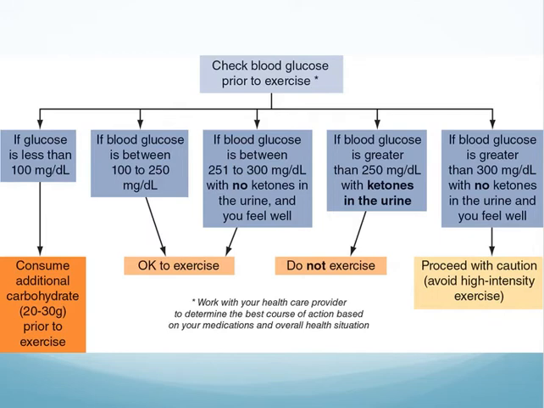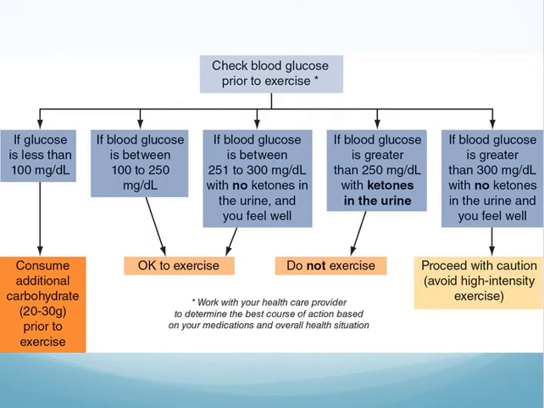So, for example, if a person checks their blood glucose prior to exercise and blood glucose is between 251 to 300 milligrams per deciliter with no ketones in the urine and they feel fine, then it's okay to exercise. However, we start to see differences if there are ketones present in the urine.